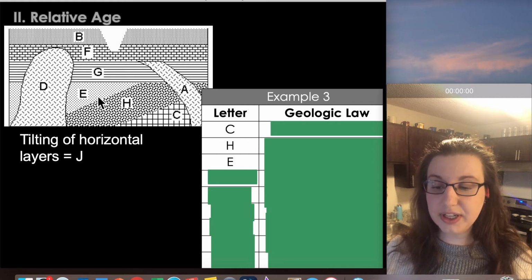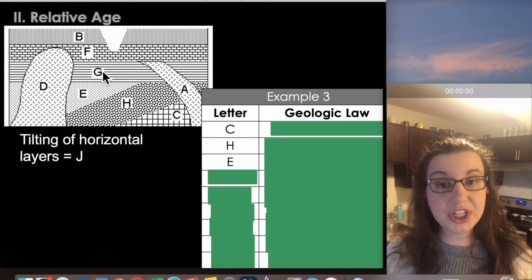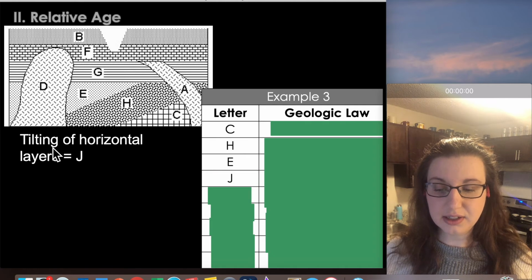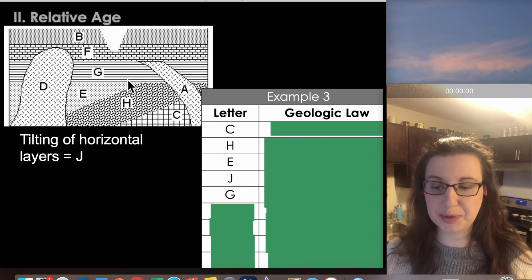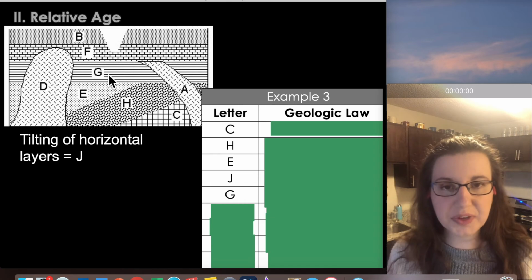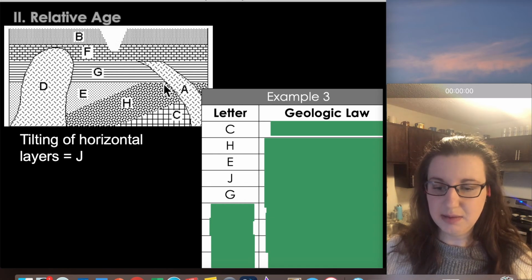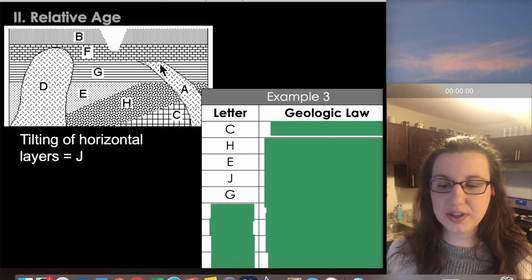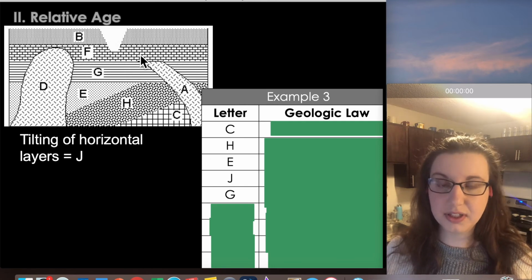And then we notice that E is tilted, but G is not. So that means that the tilting had to have happened in between E and G. So next, we have J, our tilting of the horizontal layers. Then we're going to go up to G, which is our next just layer because of superposition. And then this is when we have to stop and think about A, because A goes through G, so that means that it's newer than G, and stops at F. So that means it had to have happened in between.